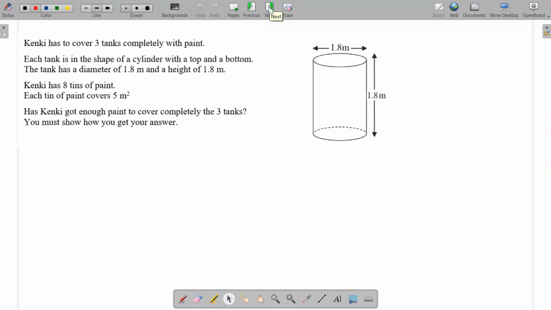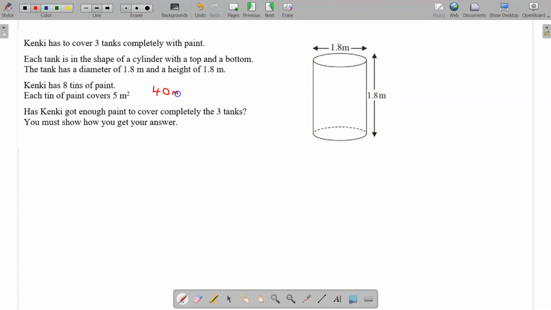Okay, the first of our 5 questions is about 3 of these tanks that are going to be painted. Each tank is a cylinder with a top and a bottom, and we've got to see if there's enough paint to cover the 3 tanks. So we can see straight away that the total amount of paint that we have is 8 tins, each tin covering 5. That would give us 40 square meters of coverage.